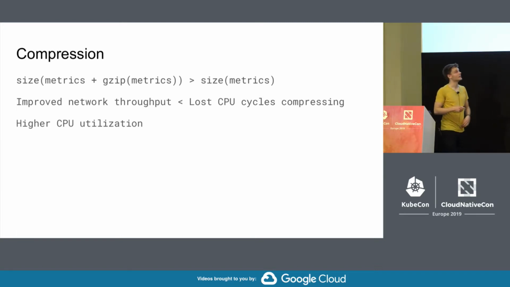Well, first of all, with gzipping, we increase our internal memory footprint. Then also, the saved improvement on the network is really not worth the extra CPU cycles that we waste on the compression itself, especially as we can't compress better. I'll go a little bit into detail how we could improve that in the future. And yes, we have higher CPU utilization.